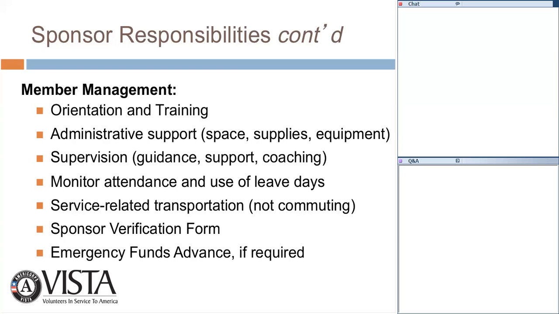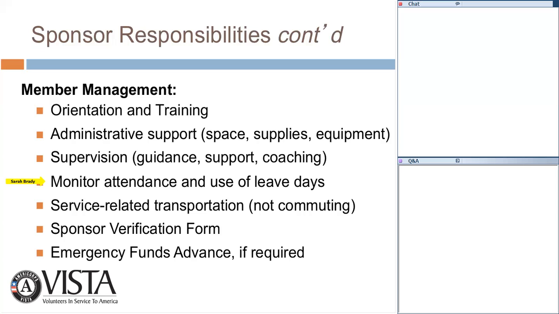It also requires you to submit a sponsor verification form. This sponsor verification form directly relates to monitoring attendance and leave days of members. So the sponsor verification form is where you're going to indicate bi-weekly that all of your VISTA members are on board and in fact serving. The only way you can ensure that the sponsor verification report is accurate is by having some monitoring process for looking at leave days of members to make sure they haven't exceeded their leave days.